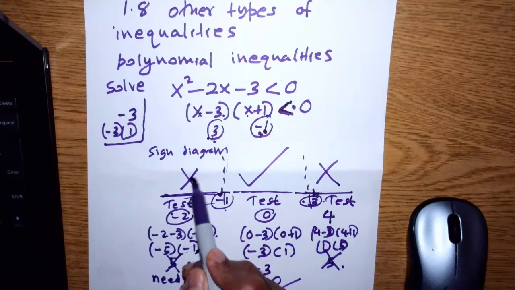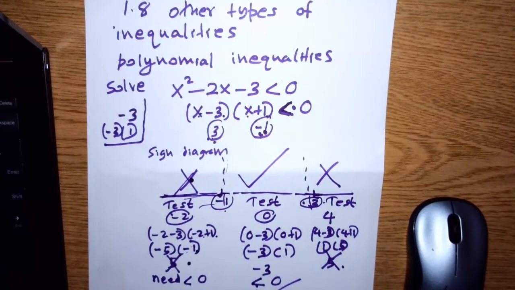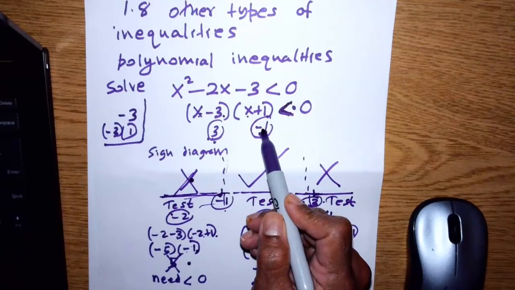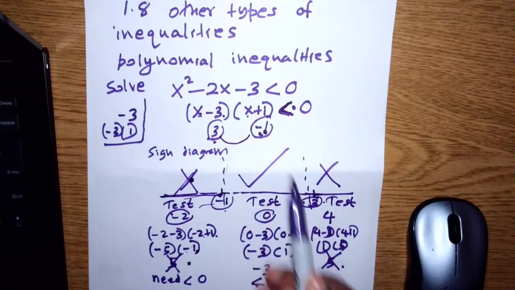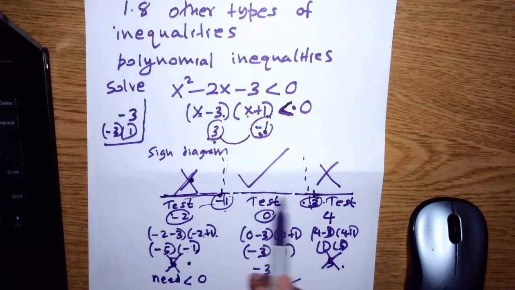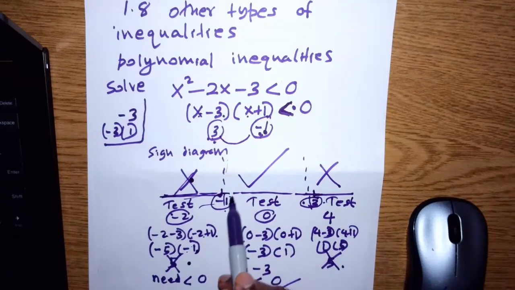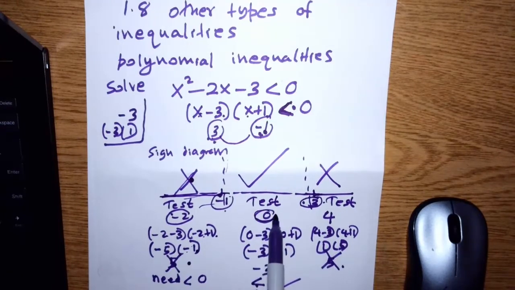This is not good, so you cross out that region. Smaller than -1 is not good. Now we look at the region between -1 and 3. What would be a good test value between -1 and 3? The easiest one to plug in would be just 0.